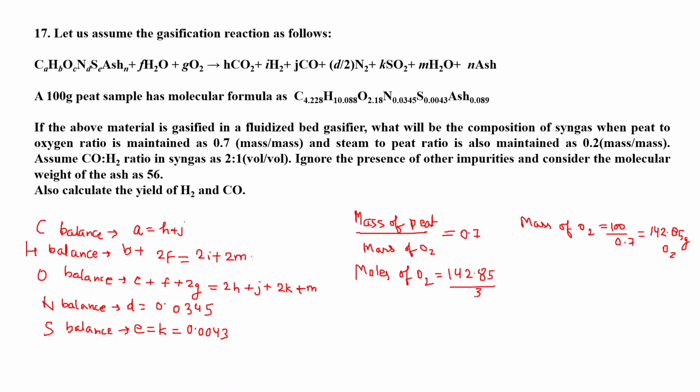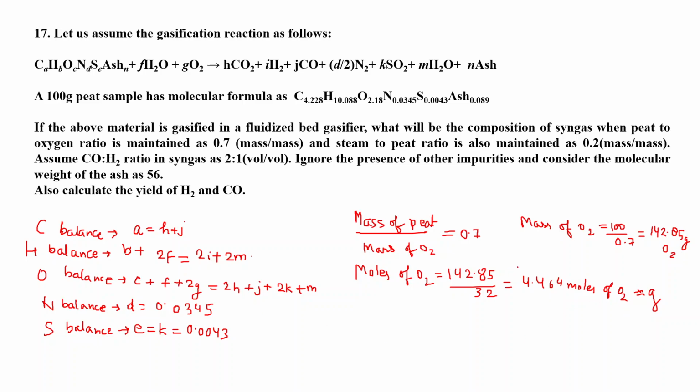142.85 upon 32, that is O2, which is 16 plus 16. So it will be giving us 4.464 moles of O2. So these are the moles of O2 used per moles of peat. So it is basically the G value, moles of O2 used per moles of peat used. So this is G here in this equation.